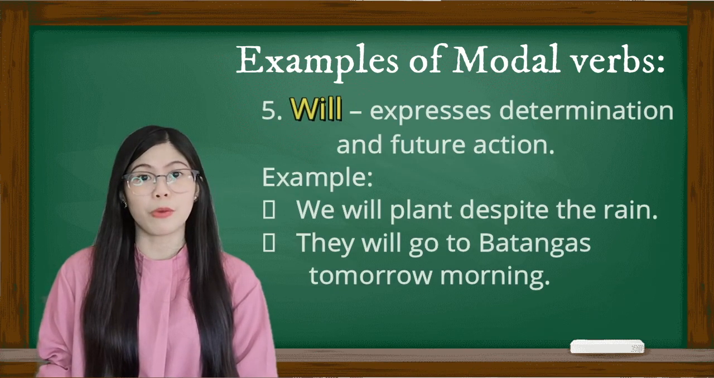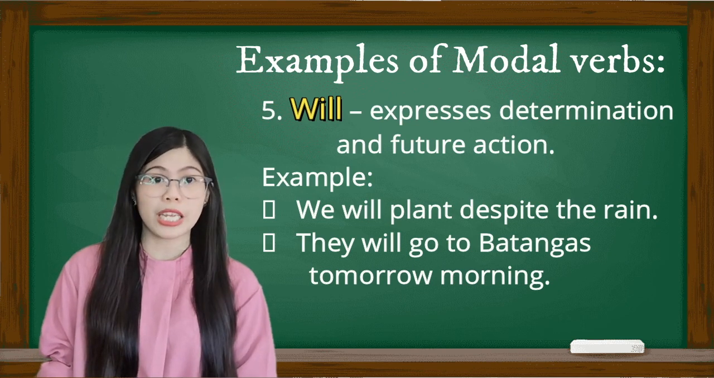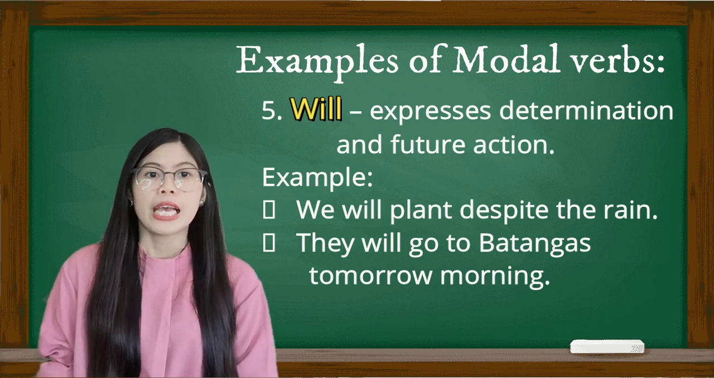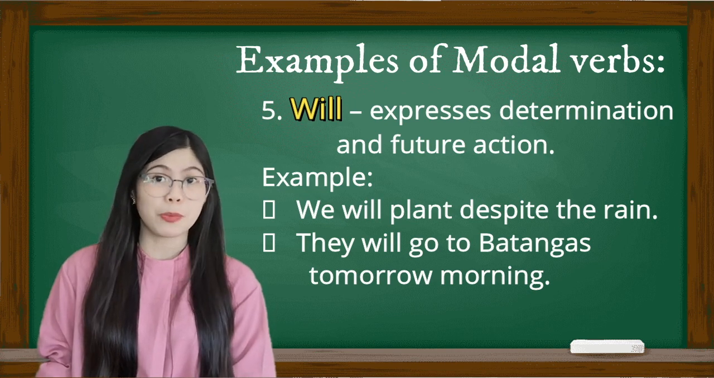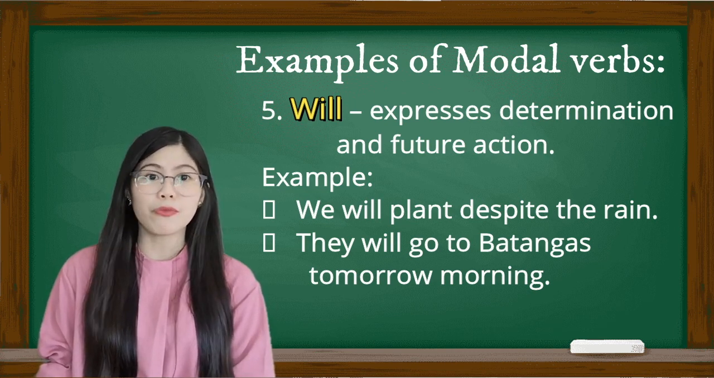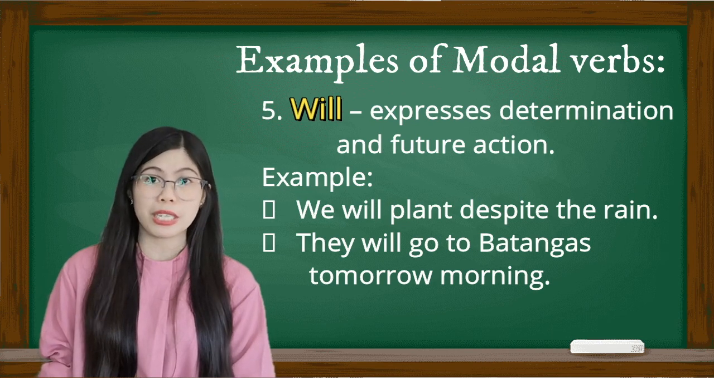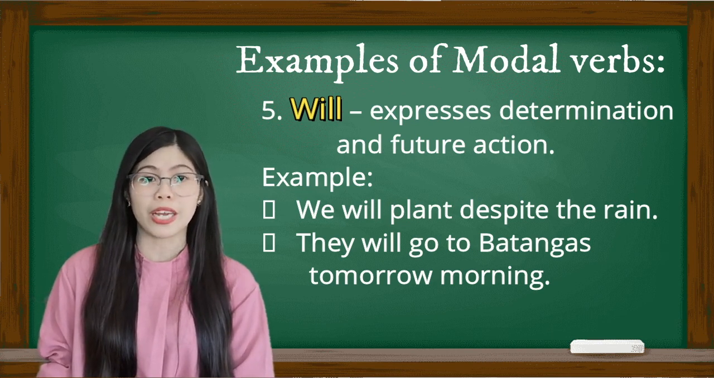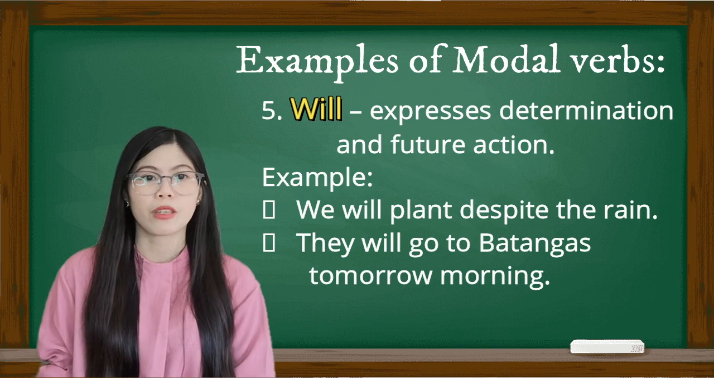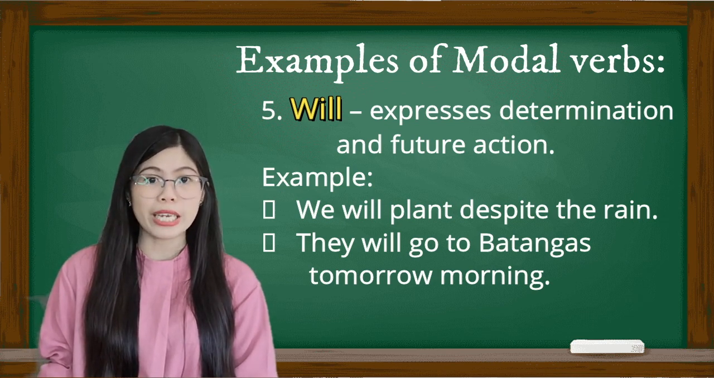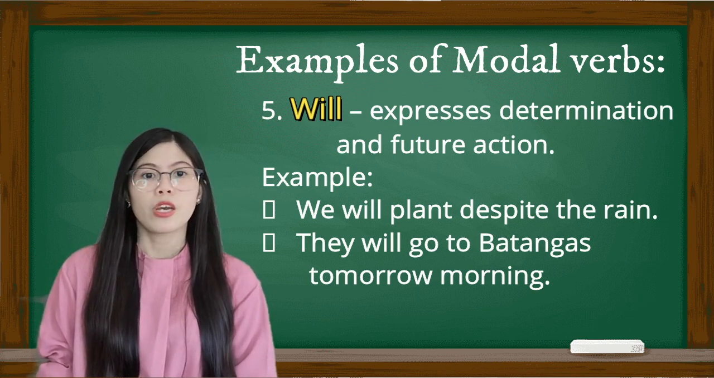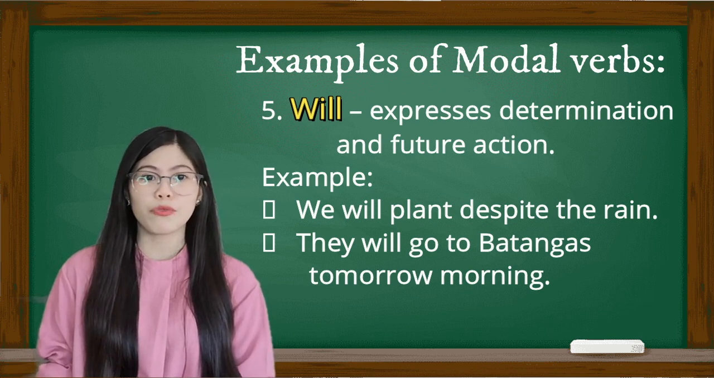Next is the modal verb will. It expresses determination and future action. Example, we will play despite the rain. Here, the modal verb will expresses determination because they will still play even though it's raining. Next example, they will go to Batangas tomorrow morning. Here, the modal verb will expresses a future action. One thing that will also help you to confirm it is the time expression used, such as tomorrow morning.